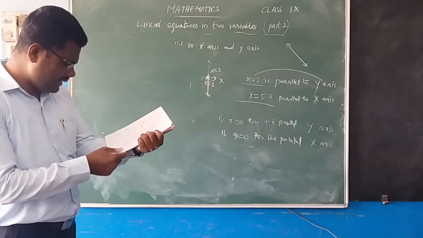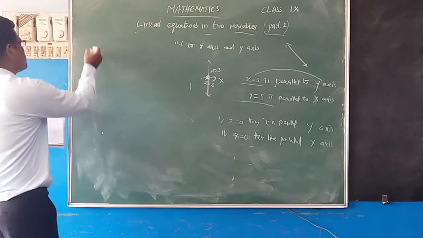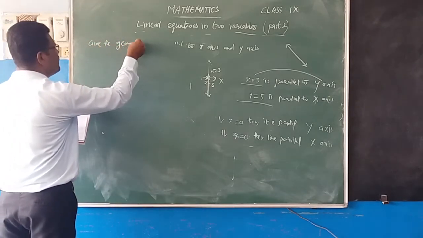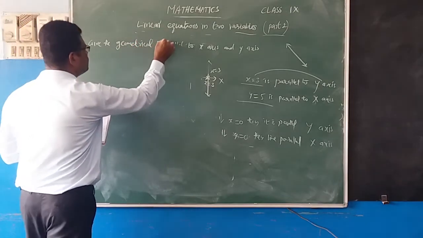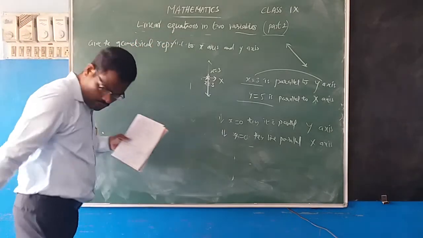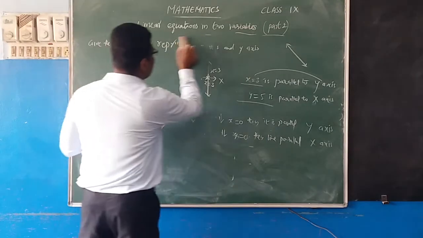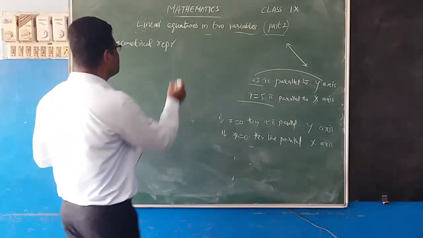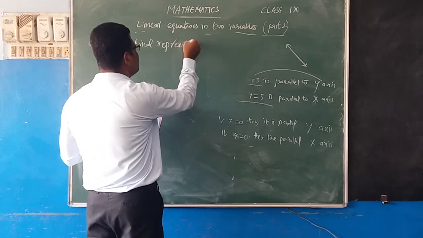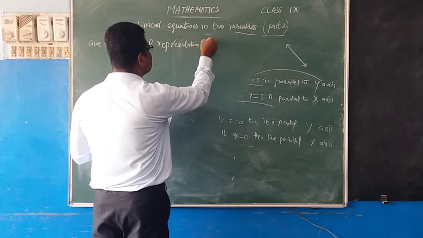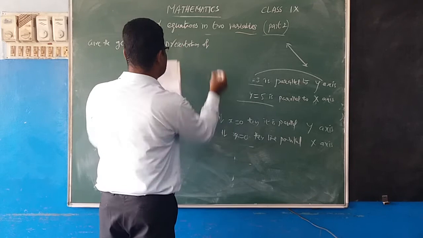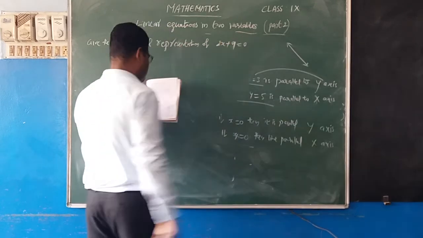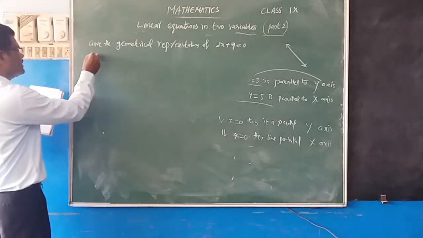The last one is: give the geometrical representation of the problem. Let's see. What is the meaning of geometrical representation? We need to draw 2x plus 9 is equal to 0 as an equation.